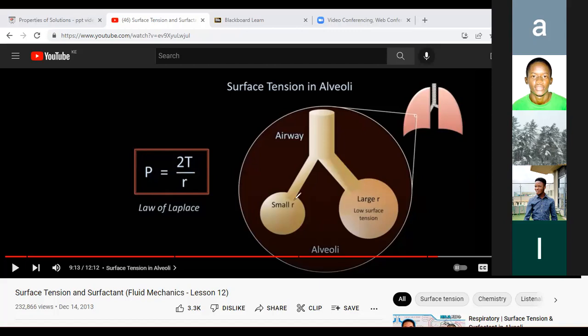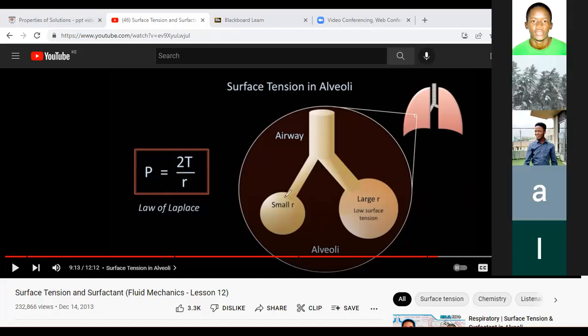But the amount that is produced here, because of the small radius, will produce a thicker layer of surfactant. But because this one has to spread over a big area, the layer will be thinner. If it is thinner, it means that it will not be able to increase compliance as much as this one, because for every given volume of water or molecules of water, you have more surfactant infiltrating as compared to this one. Does that make sense, Asna?